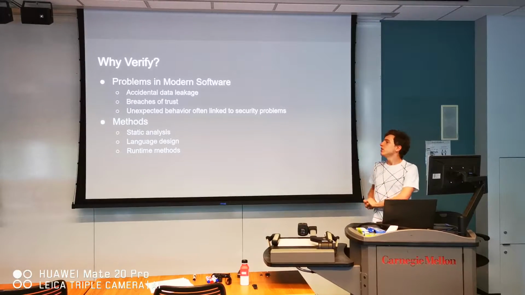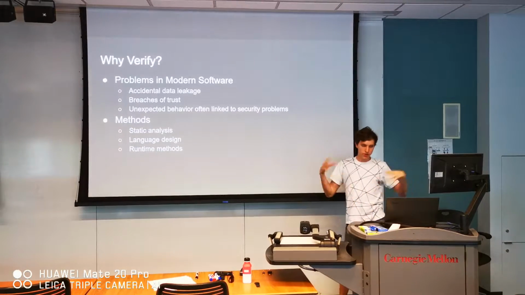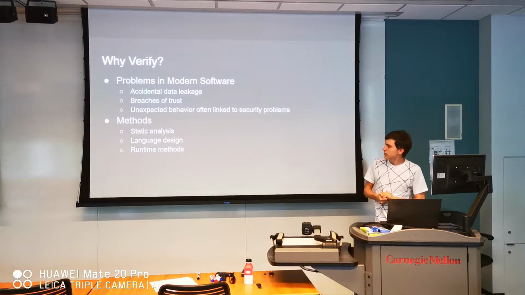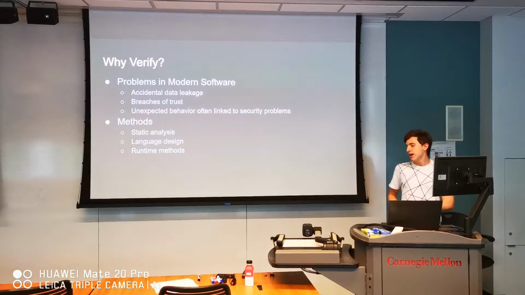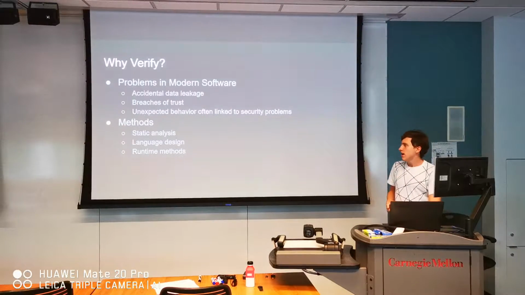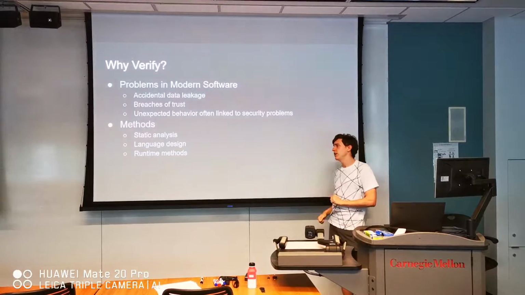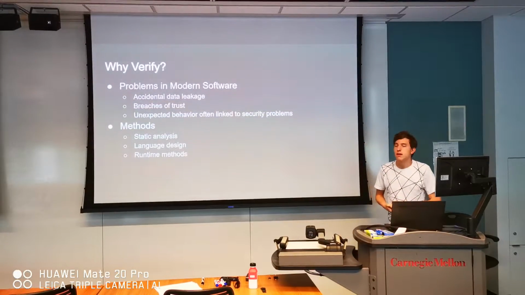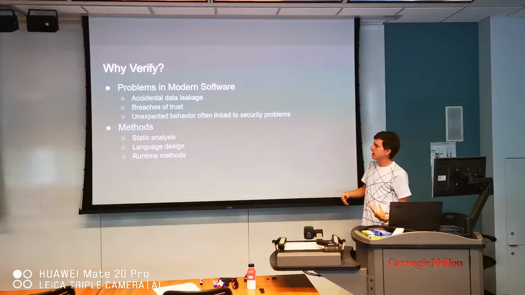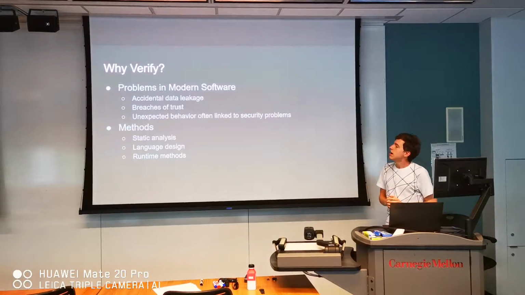Another option is we can use language design and say, if we build a language where certain properties hold, then we can know that whenever that is compiled or interpreted, those properties will hold. And other methods include actually checking properties at runtime. So if something doesn't work like you think it does, then you crash.